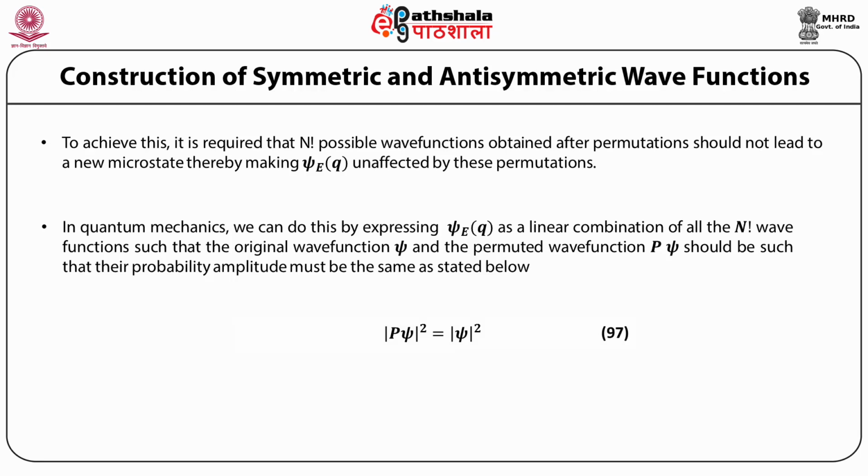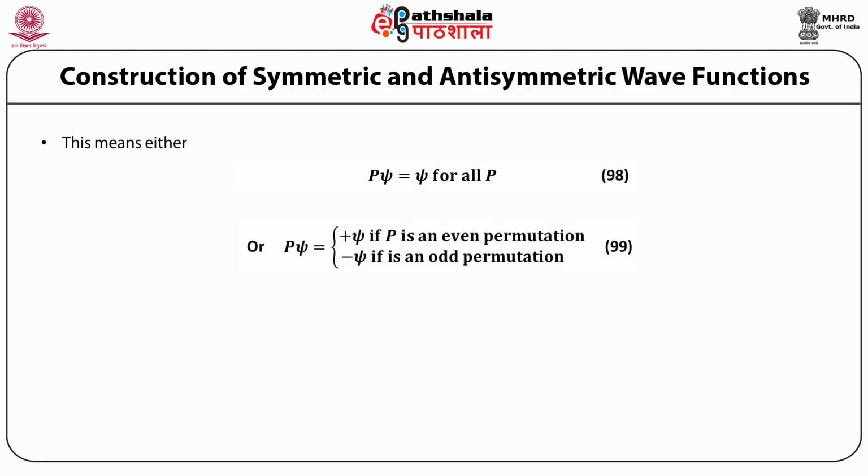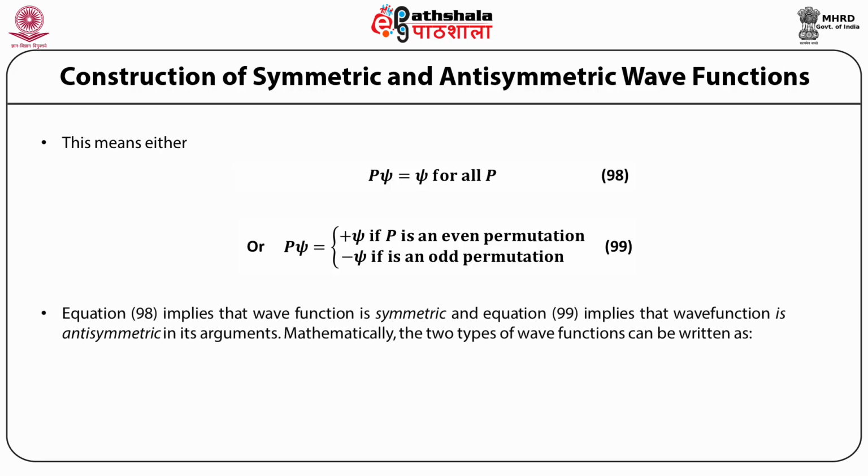That is, modulus square of p psi is equal to modulus square of psi. This means either p psi is equal to psi for all p, or p psi is equal to plus psi if p is an even permutation, or equal to minus psi if p is an odd permutation. Equation 98 implies that the wave function is symmetric, and equation 99 implies that the wave function is antisymmetric in its arguments.